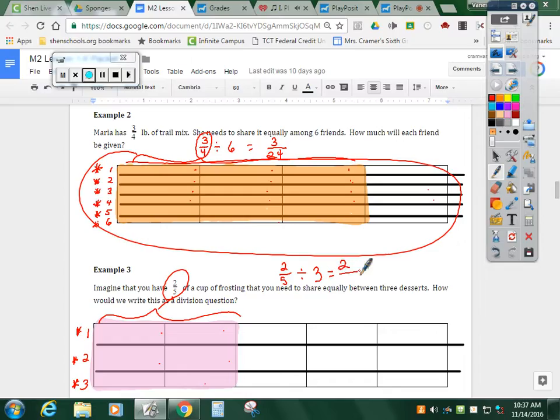Now I have to figure out how many make a whole. Well, I know from the previous one, 5 times 3. Let's check if it is 15. 1, 2, 3, 4, 5, 6, 7, 8, 9, 10, 11, 12, 13, 14.